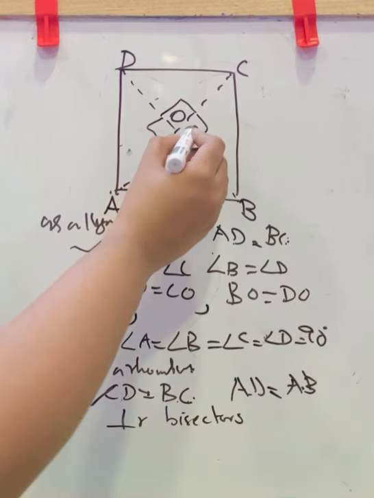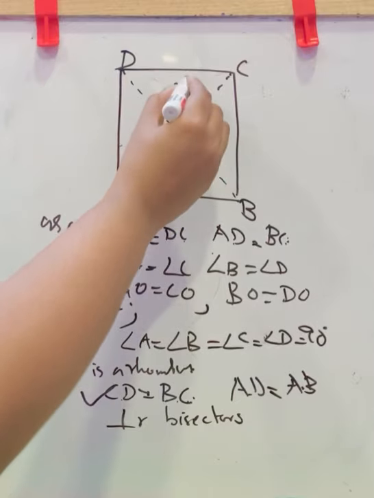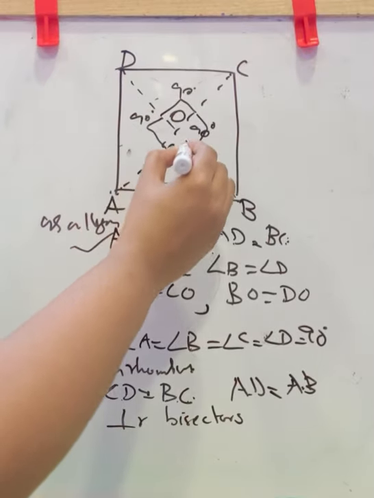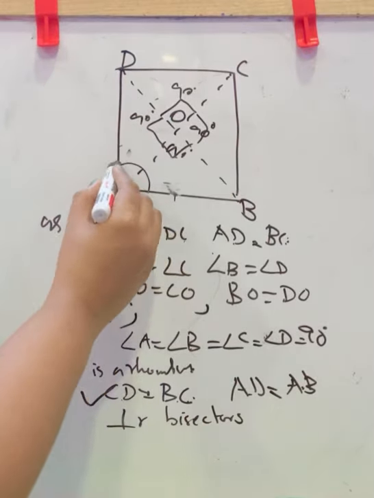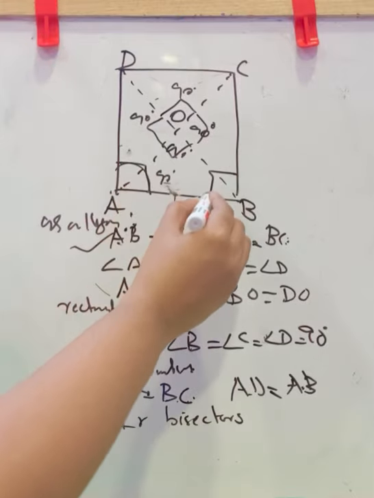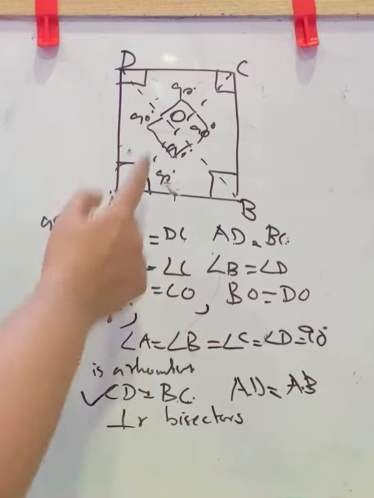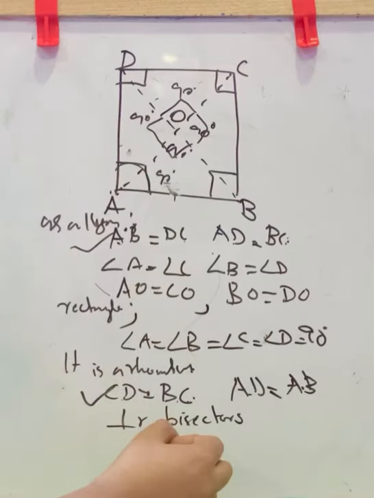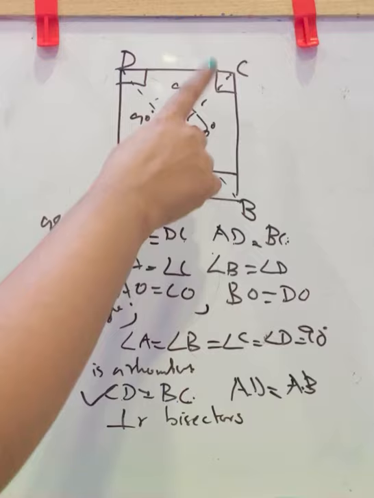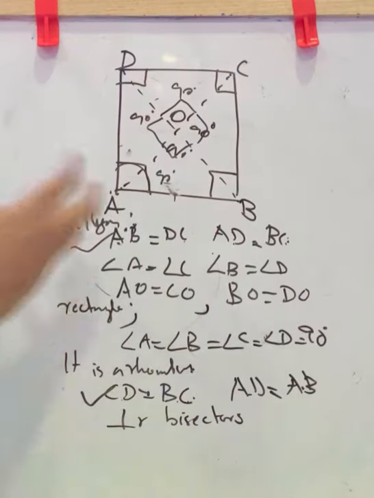That is, here it is 90 degree, 90 degree, 90 degree, 90 degree. Also here it is 90 degree, 90 degree, 90 degree, 90 degree. These are all the properties. Here it is 90 degree because it satisfies the properties of a rectangle. And here it is 90 degree because it satisfies the property of a rhombus. So these are all the properties of a square.